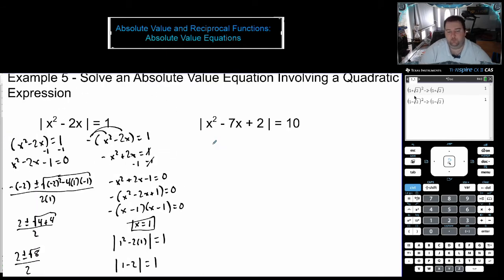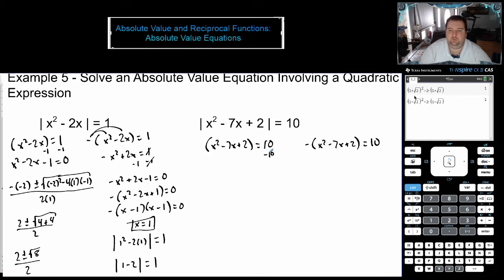Let's try this one out. Hopefully we don't have to do a quadratic equation. I always love it when it works out nicely. Okay, 2 cases are going to be x squared minus 7x plus 2 equals 10, and negative x squared minus 7x plus 2 equals 10. This we're going to drop.